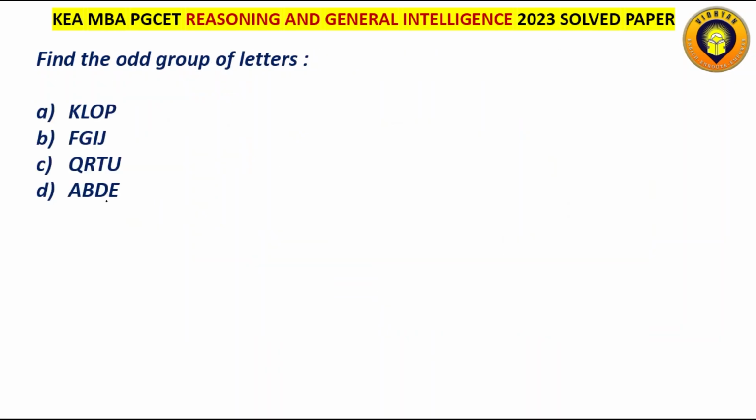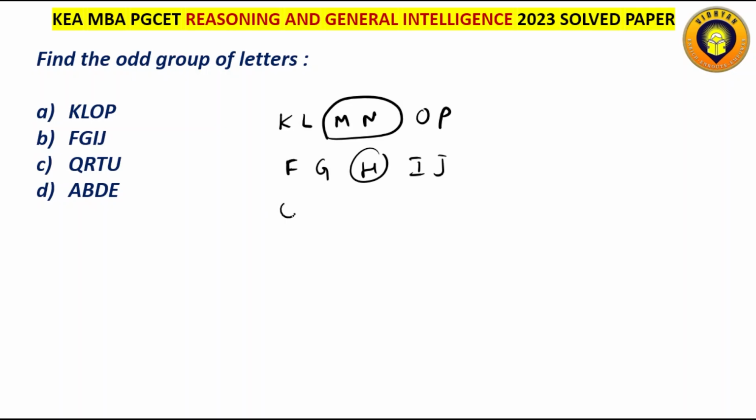Find the odd group of letters. K, L, O, P. K, L, M, N: M and N are skipped. O, P. F, G, H, I, J: so H is skipped. Q, R, S, T, U: so S is skipped.